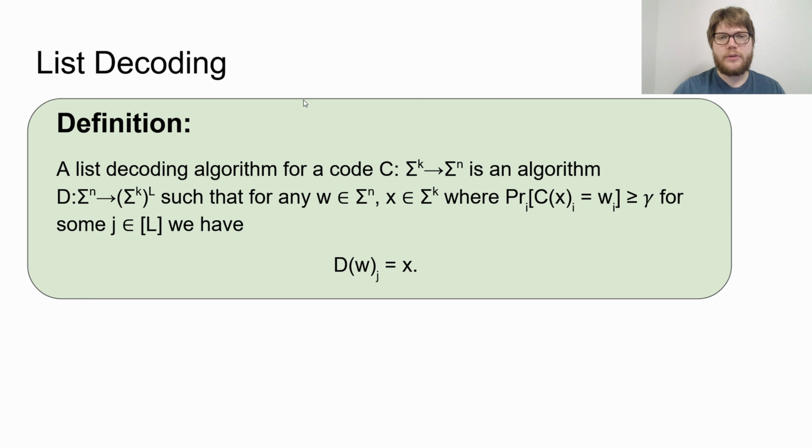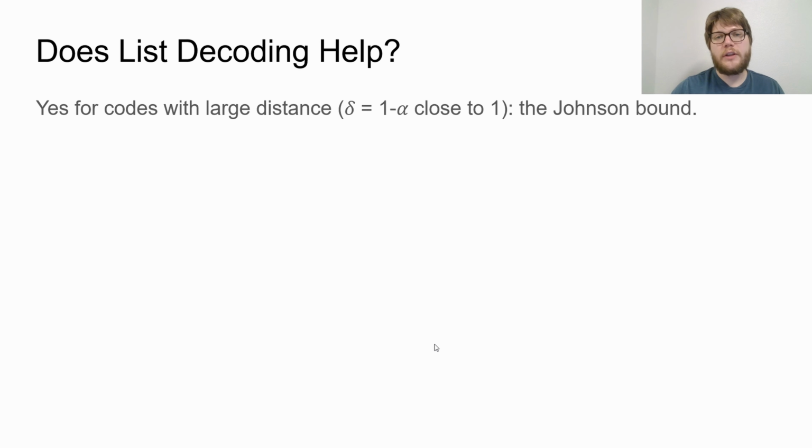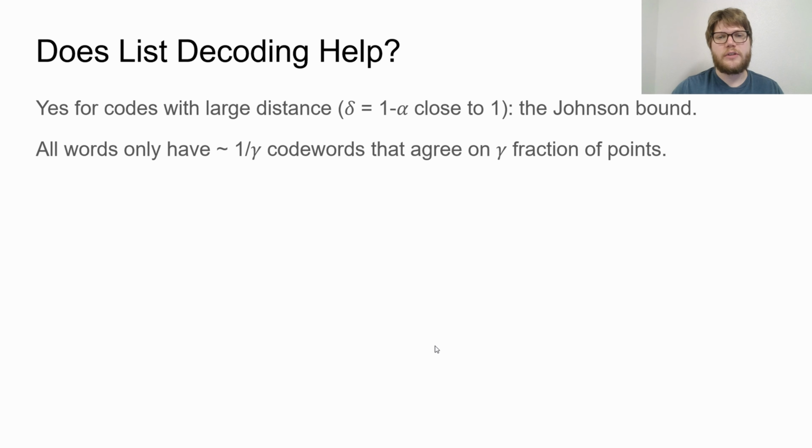A list decoder is just an algorithm for a code that takes in a received word and outputs a list of guesses of what the original message was, such that any codeword that's close enough to the received word will have its message output. So the real question is, can we get some advantage from list decoding? And the answer is yes, if your code has large distance.